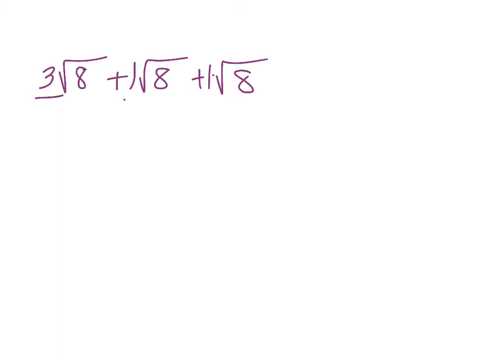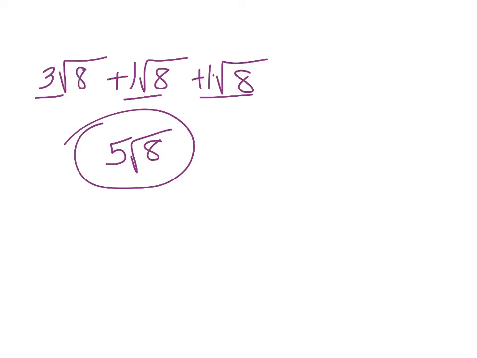I have 3 of them plus 1 of them plus 1 of them, so that would be 5 times the square root of 8, and that would be my answer. But make sure you always check. I almost forgot to. I can actually break the square root of 8 down. I can break it down into 4 times 2, and then the square root of 4 is 2, so I'm going to bring that on the outside.